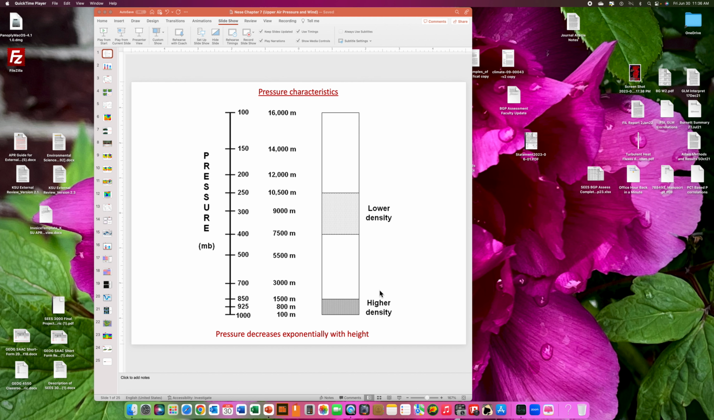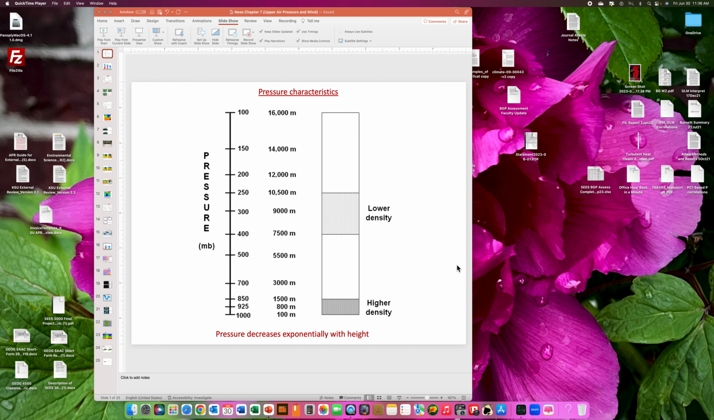And when I say upper atmosphere, what I really mean here is the atmosphere in the mid to upper levels of the troposphere. We may go down as low as maybe 850 millibars, but what we're really going to be focused on here for the most part is 500 millibars and above, up to about maybe 200 to 150 millibars. So just know in this course and in meteorology in general, when we say upper atmosphere or upper air, we're really talking about the mid to upper levels of the troposphere.